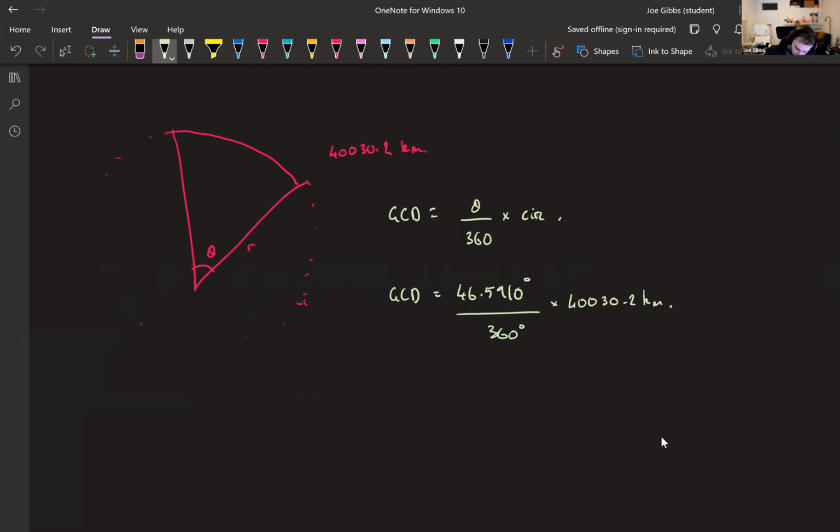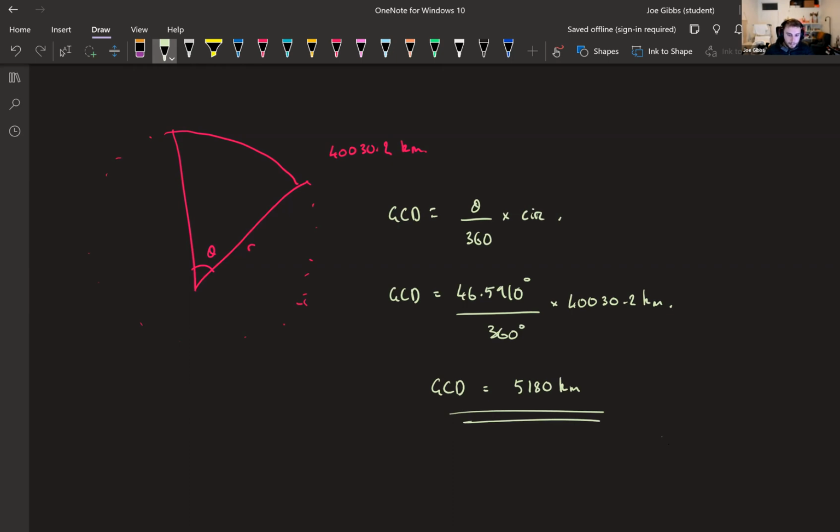And then we should get approximately 5180 kilometers as our final answer. And that's the great circle distance between Glasgow and New York.